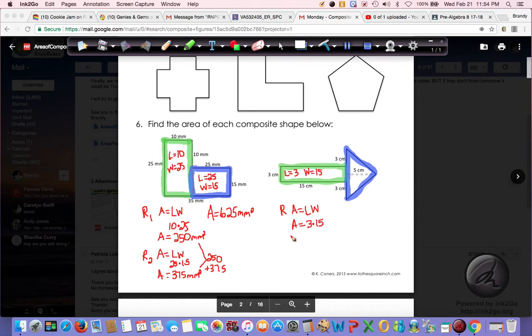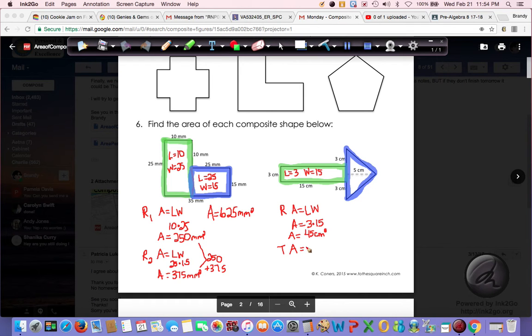So the area of our rectangle is going to be 45. And this is centimeters squared. Okay? Now, for our triangle, so we'll put a T here for triangle, the area formula for a triangle, and please use your formula sheet.